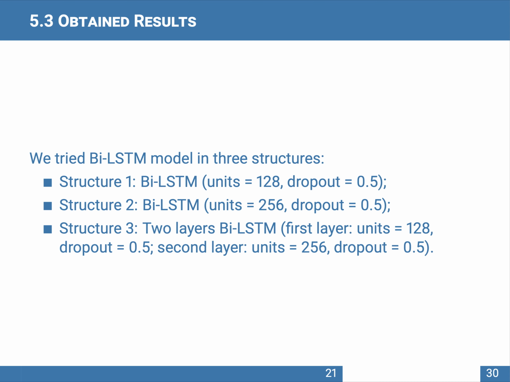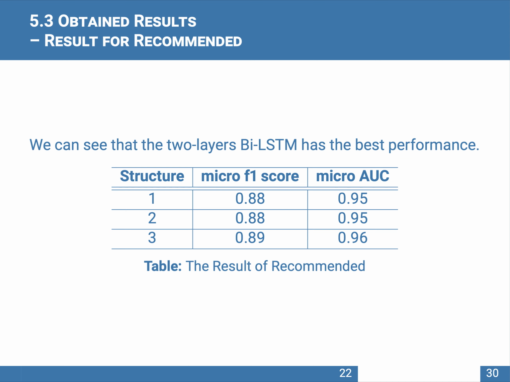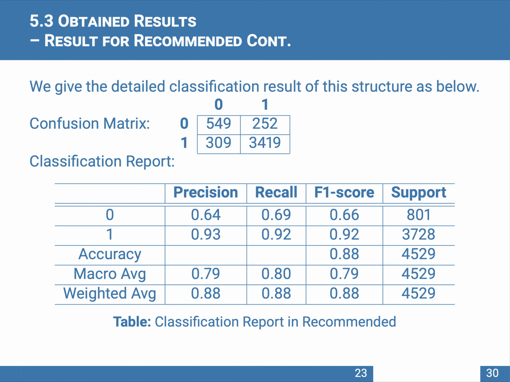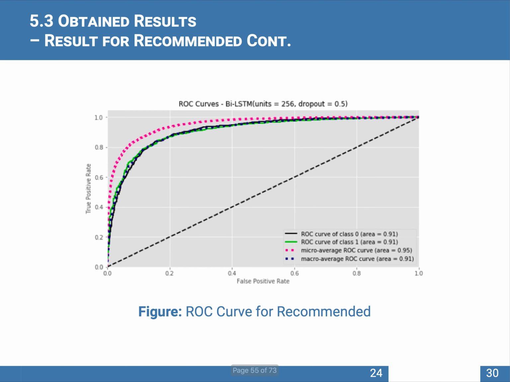We tried 3 structures in this model. And now let's check out the results. Firstly, for recommended, we can see that the 2-layer BiLSTM has the best performance. So we give the details of it: confusion matrix, classification report, and ROC curve.